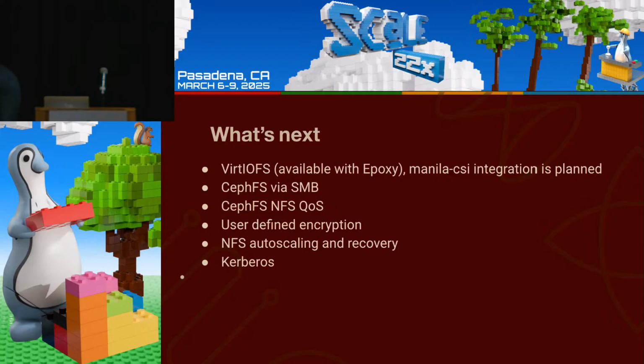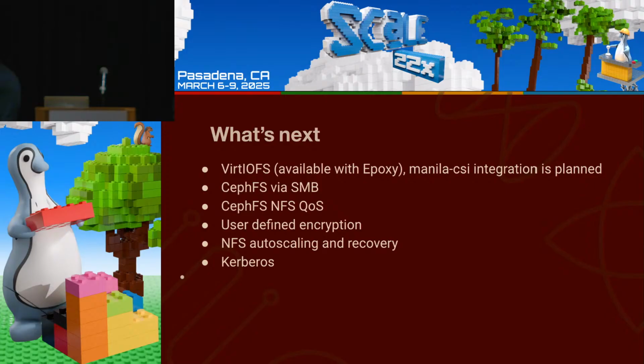We're also working on CephFS via SMB for folks that are bringing in a lot of Windows workloads from VMware. This might be of interest. And the NFS Ganesha community is working on adding QoS controls to NFS Ganesha. So at an export level, you can specify QoS controls for bandwidth and IOPS. We're also working on Barbican-integrated user-defined encryption. So you can encrypt your CephFS volumes along with managing the secrets of this encryption via OpenStack services.